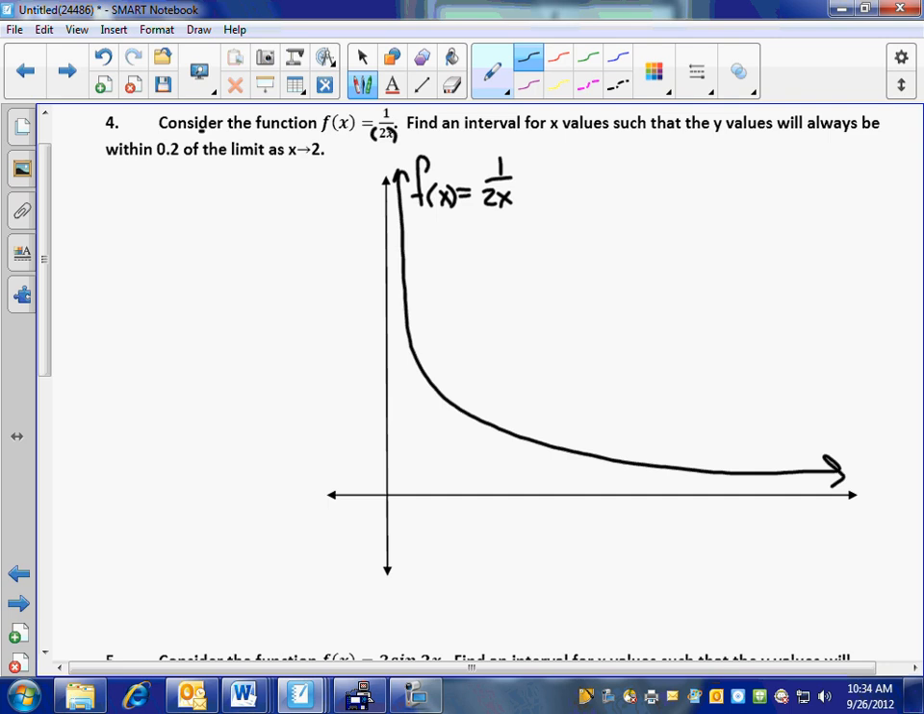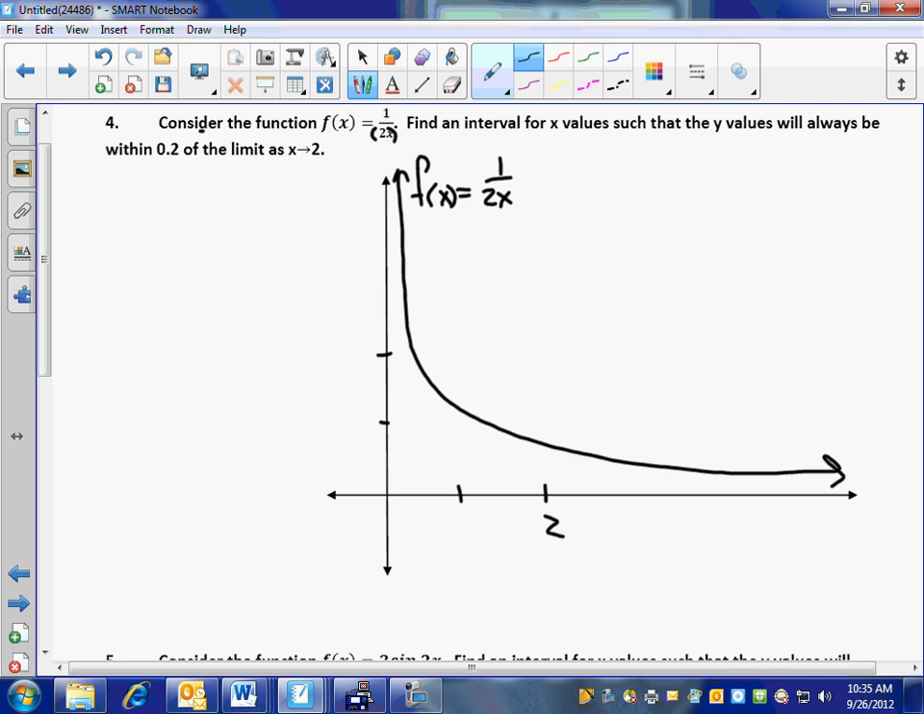Now, let's read the problem. Find an interval for x values such that the y values will always be within 2/10 of the limit as x approaches 2. What is the a value? A is always what I am approaching. I'm approaching 2. That's my a value. So I'm going to put that right here. So I have 2 right there.